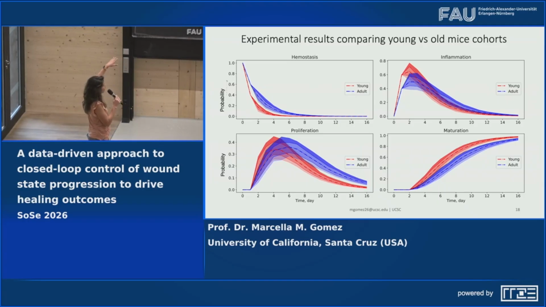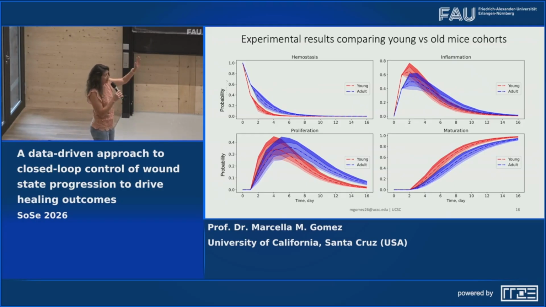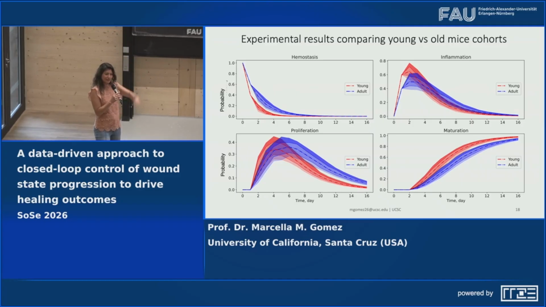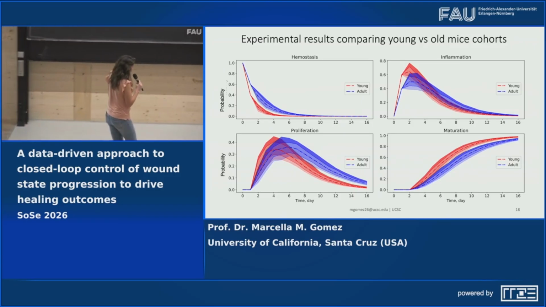At the bottom left, we have our proliferation. So again, you see the young is transitioning to the proliferation a lot faster. And it also is damped out a lot faster. So that also is key. So if you want to accelerate wound closure, you need a quick, strong inflammatory response that then is quickly shut down. And then the maturation, obviously, the young transitioned into that.